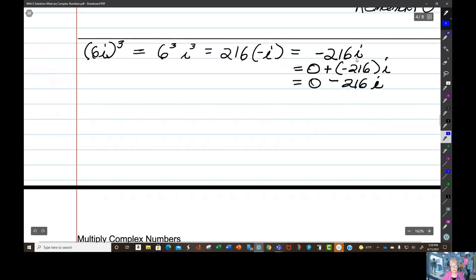And if you're asked to write this in complex form, you would write 0 plus negative 216i, which is 0 minus 216i. So either way, if you're asked to write this in a plus bi form, that's what that would be.